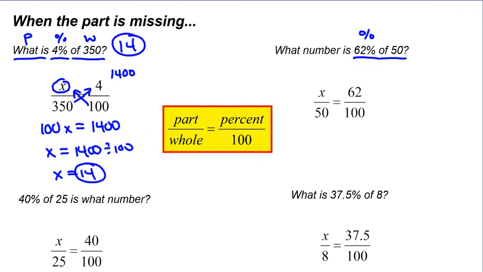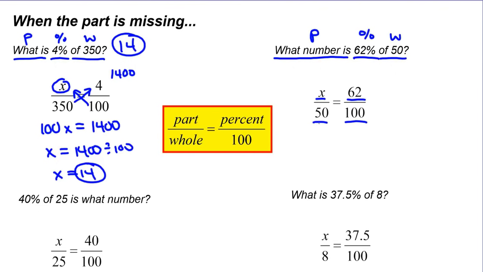Out of 50. This is the whole. And then what number is, this is the part, what number is 62% of 50? So again, I filled in all of the pieces that I knew here. Here's the whole. Here's the percent. This is always 100, and the part is missing.